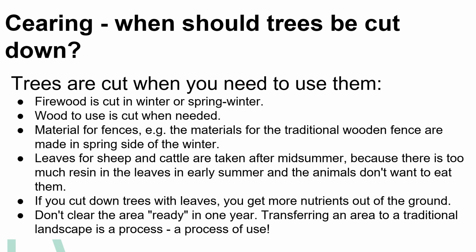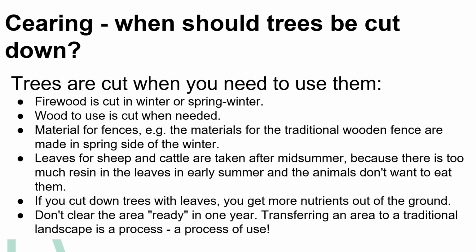So leaves for sheep and cattle are taken after midsummer, because there is too much resin in the leaves in early summer and animals don't want to eat them. So after midsummer, at the end of June, you can start to collect leaves for animals.